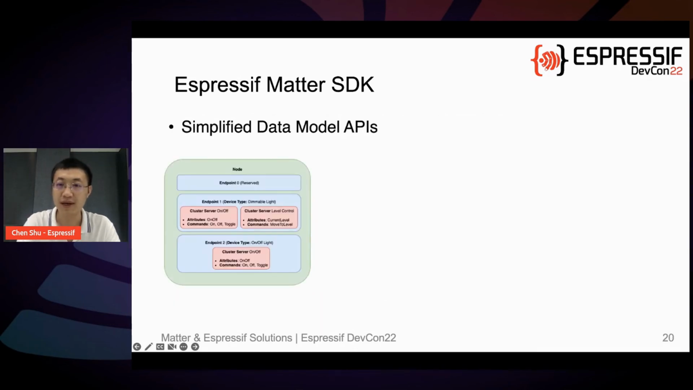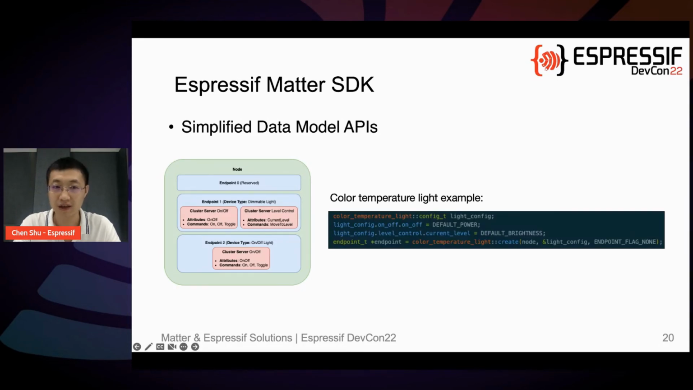The SDK provides simplified data model APIs. The developers can use these APIs to define their own Matter devices quickly. For example, if you want to define a standard Matter color temperature light, you can achieve that in a few lines of code, just like this. Of course, you can also add optional or custom features like clusters and attributes easily with the APIs.